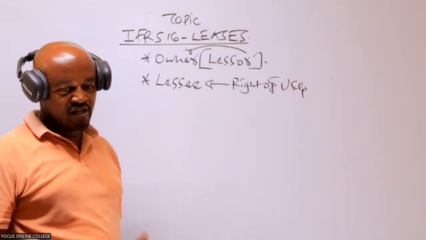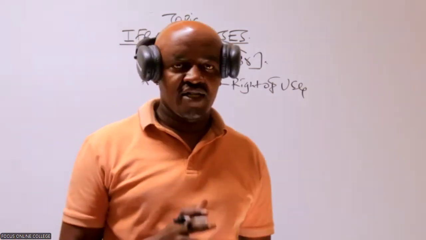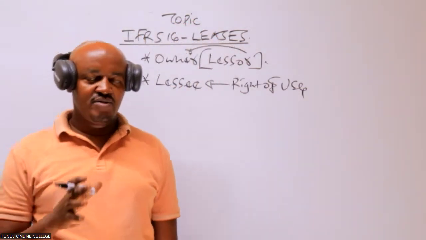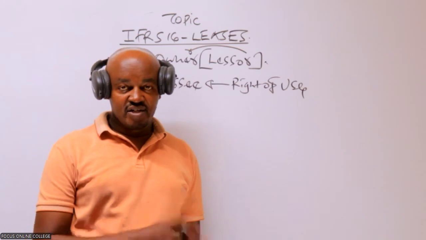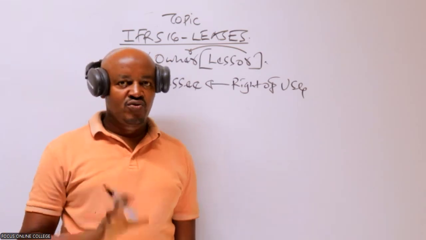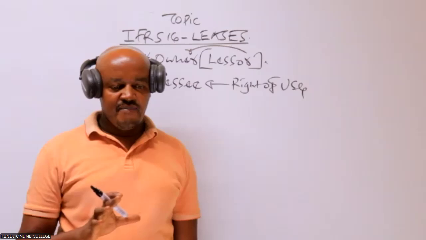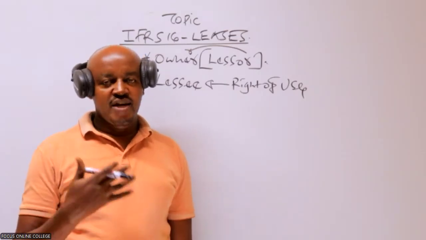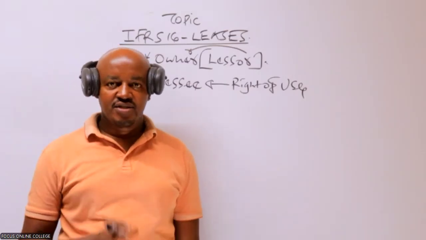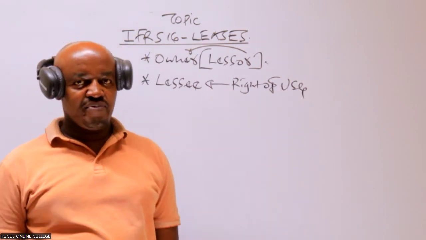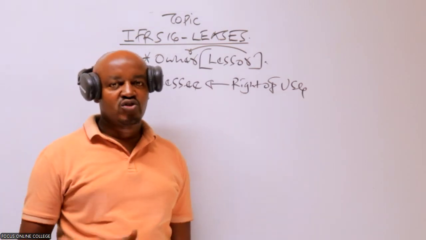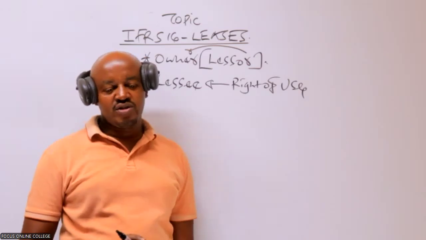So it is important for you to know that in this contract, there are two parties. We have the owner of the asset, who is called the lessor, and this is the person who gives the right of use to another person who is called the lessee. And the lessee is automatically expected to pay some periodical payment as a result of using an asset which belongs to another person.